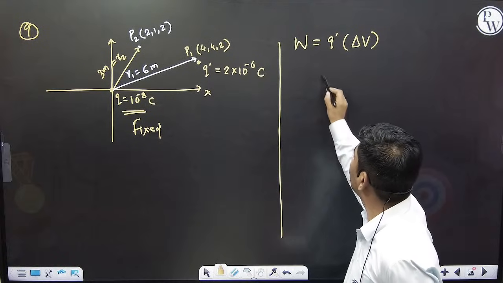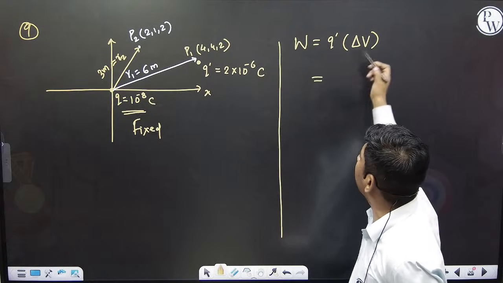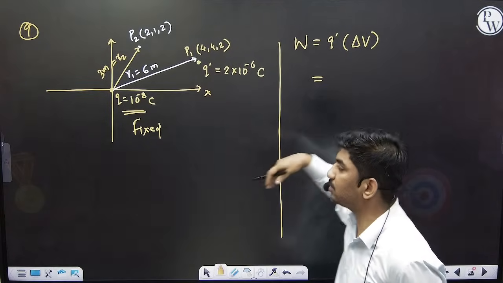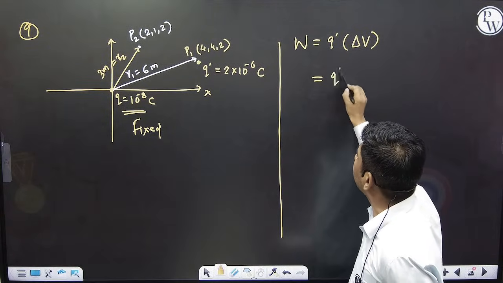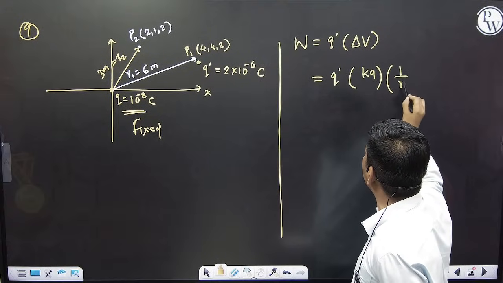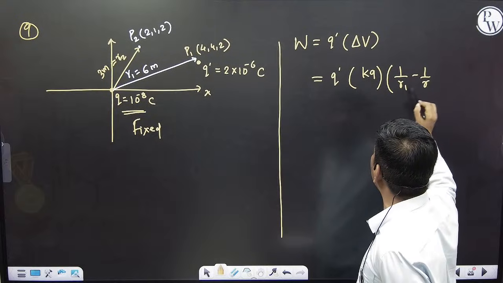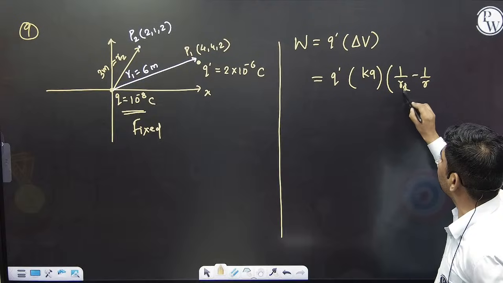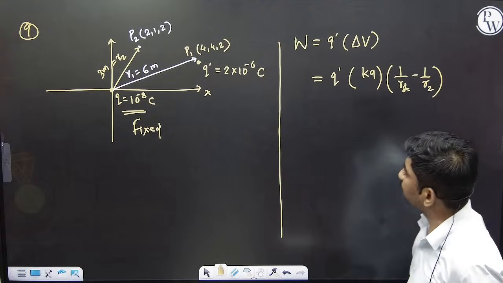Let us see now. How can we write this Q dash and delta V? Delta V we can write is KQ by R due to a point charge. Out of that KQ is constant, so I will write it as Q dash KQ, in bracket 1 by R1 minus 1 by R2. Delta R we are supposed to write anyways.